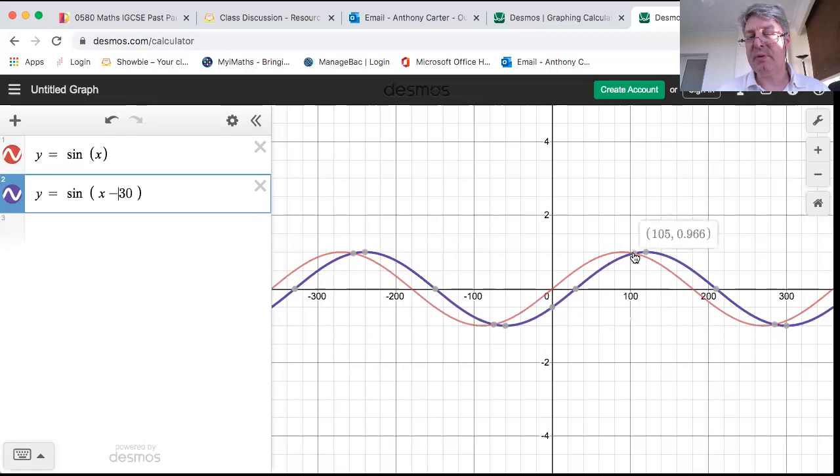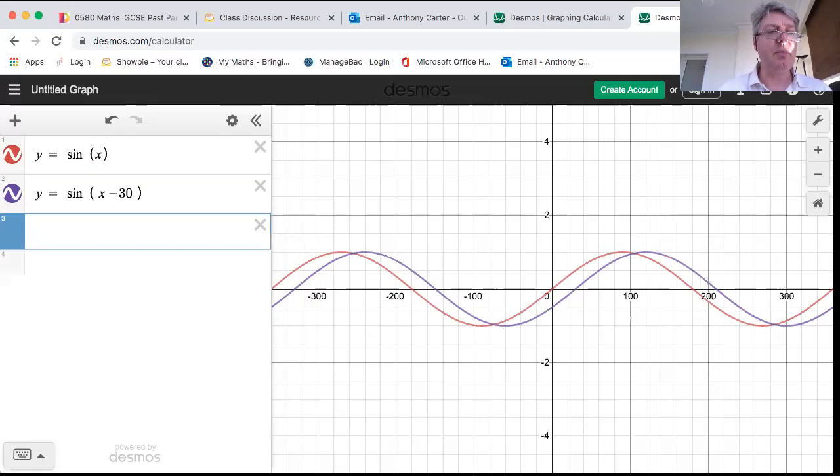Every point has moved 30 degrees. There's the red curve, 30 degrees to the right. So when we replace x with x minus 30, the opposite happens. We don't move 30 to the left, we go 30 to the right.